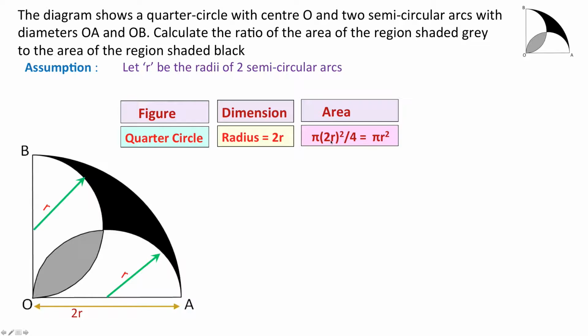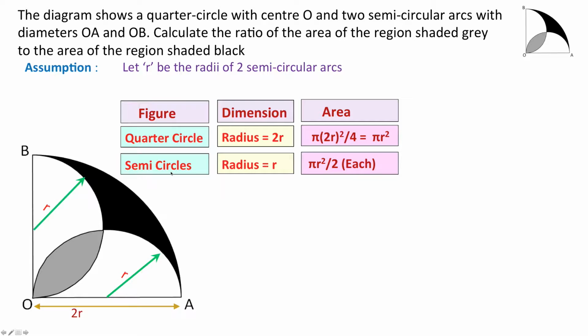The radius is 2r, and you divide it by 4. So the overall area of the quarter circle is pi r square. Likewise, shift our attention to the semicircles now, which is the other known figure. In the case of a semicircle, the radius is r, and so the area will be pi r square divided by 2, because it's a semicircle. It's half of a circle.